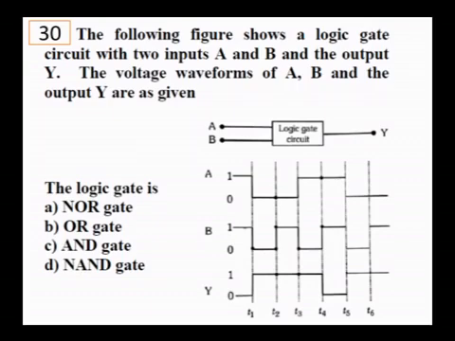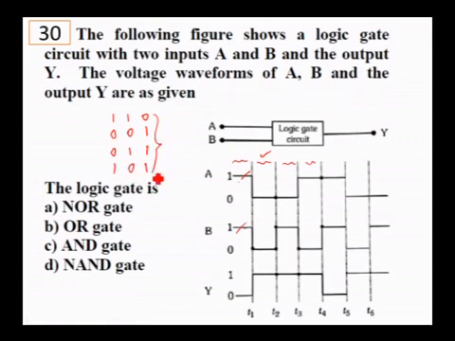The following figure shows a logic gate circuit with 2 inputs A and B and the output Y. The voltage waveforms of A, B and the output Y are as given. This is a timing diagram. You have to see how exactly in every particular time interval the signals are taken. Now this is high and high. For high and high you are getting nil, that is 0. So you can write it like 1 and 1, you are getting 0. And go to the next time interval, 0 and 0 you are getting 1. And next time interval, 0 and 1 but still 1. And the next one, 1 and 0 but still 1.